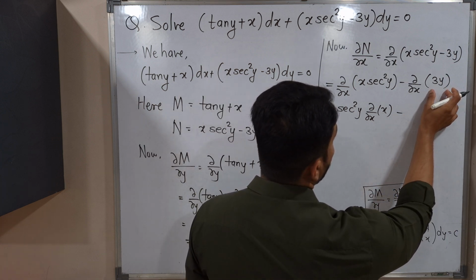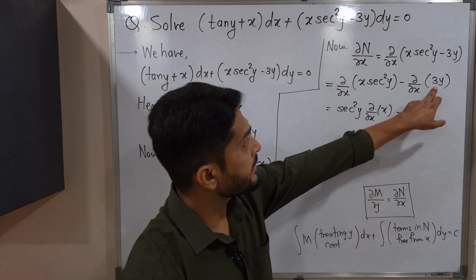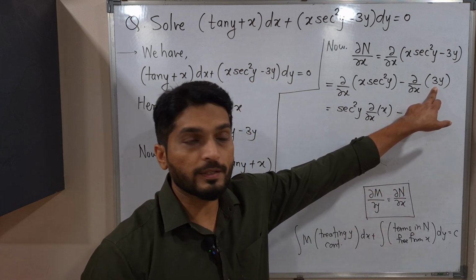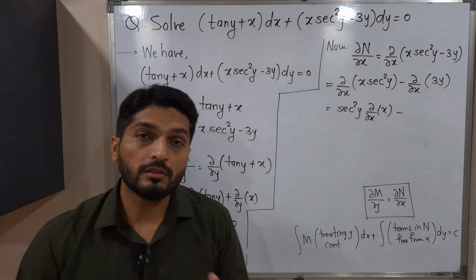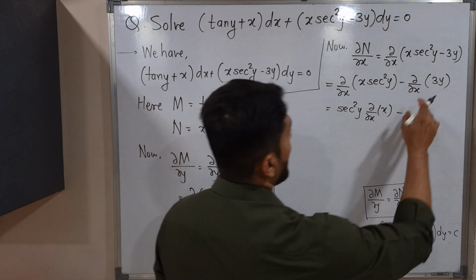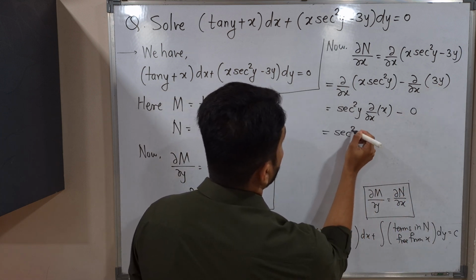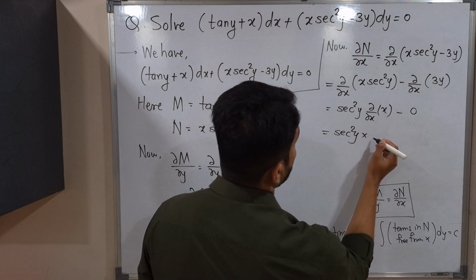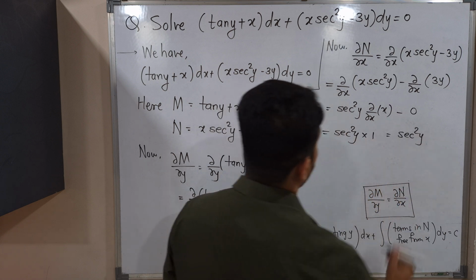Now we have to take the derivative of this bracket with respect to x. But is there any x? No, there is no function of x. So when you differentiate with respect to x, that y is constant. 3 is also constant, 3y both. This entire term is constant, and the derivative of a constant is 0. So this is sec square y into the derivative of x, which is 1. So 1 into sec square y, sec square y.